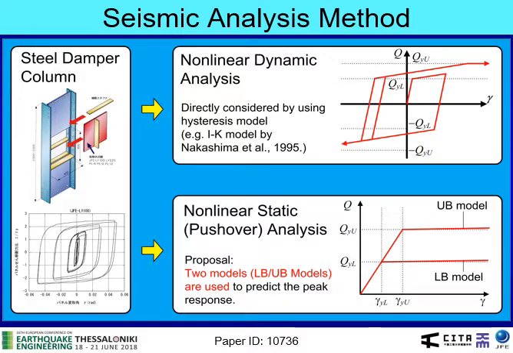However, in the nonlinear static analysis, this cannot be considered because the nonlinear static analysis is monotonic loading while the strain hardening behavior occurs significantly in cyclic loading. So in this study, the use of two models is proposed for the prediction of peak response, the lower bound model and upper bound model. The predicted results from each model are enveloped for the final prediction.